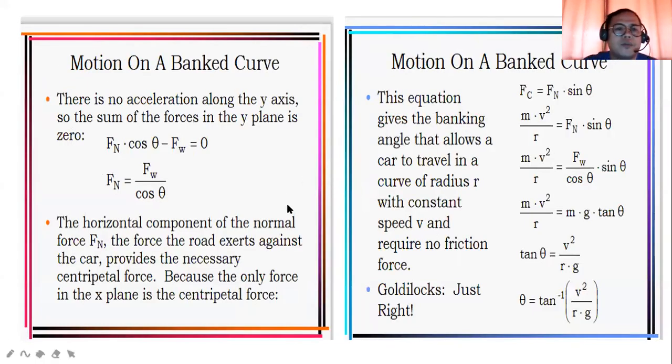So bank, let's now go to its derivation. So motion in a banked curve, there is no acceleration along the y-axis. As you can see in the drawing, there is none. So the acceleration is only in the x-axis, and the sum of the forces in the y-plane, by definition, therefore, your Fn cosine theta is equal to the weight.